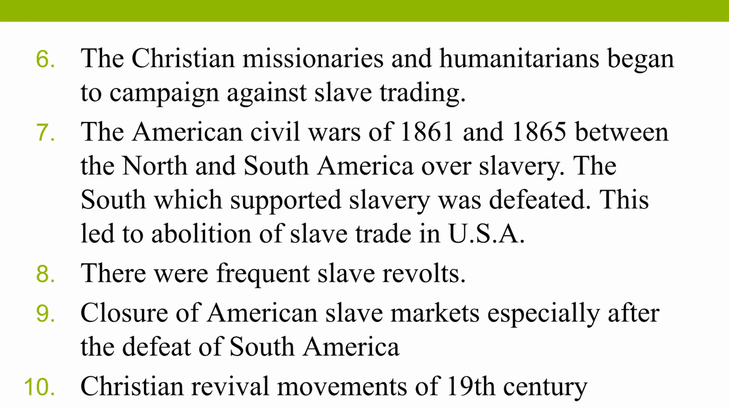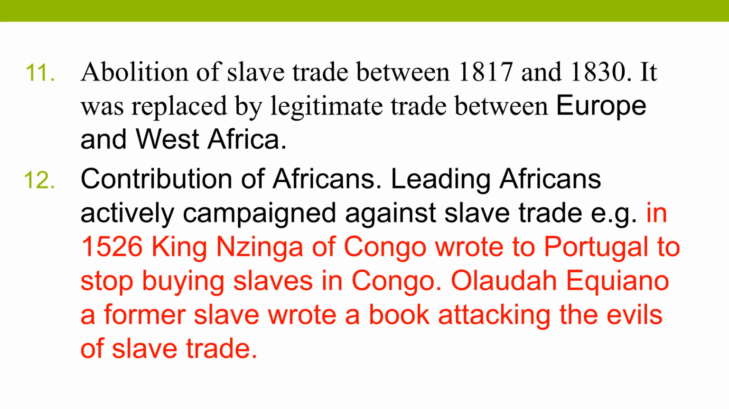Christian revival movements condemned the trade as evil. The abolition of the slave trade between 1817 and 1830 led to its replacement by legitimate trade between Europe and West Africa. Africans also played a role. For example, King Nzinga of Congo wrote to Portugal to stop buying slaves, and former slave Olaudah Equiano wrote a book against the evils of the trade.